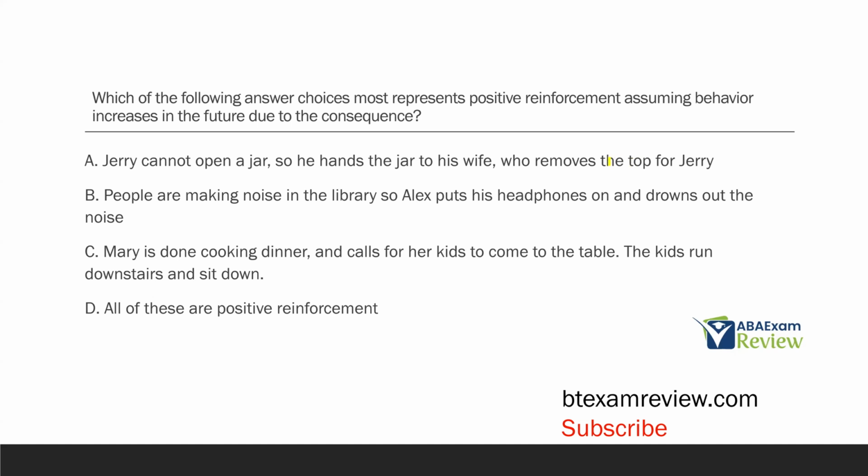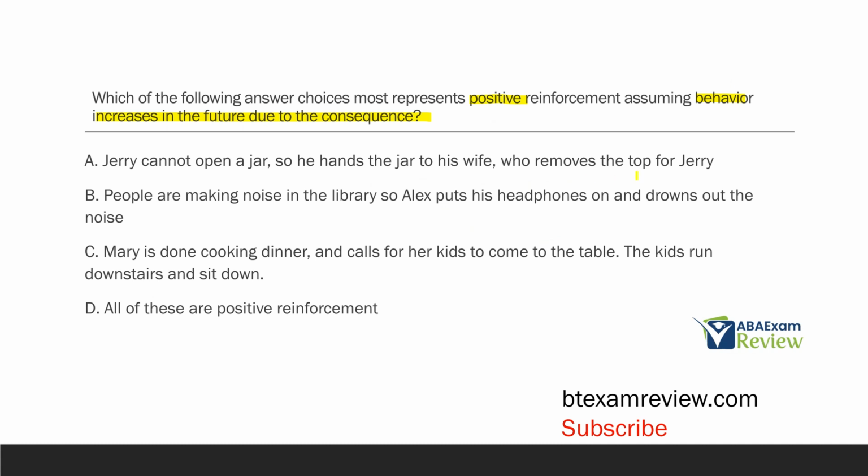Which of the following answer choices most represents positive reinforcement, assuming behavior increases in the future due to the consequence? Now, let's first look at this idea that behavior is going to increase in the future due to the consequence. Why is that important? Well, in order to say something was reinforcement or something was punishment, we have to look at future behavior. And so the question is just letting us know that we can be sure that behavior did increase in the future, meaning reinforcement occurred. Our job here is to find which one was positive reinforcement, meaning in what consequence was something added that added reinforcement.